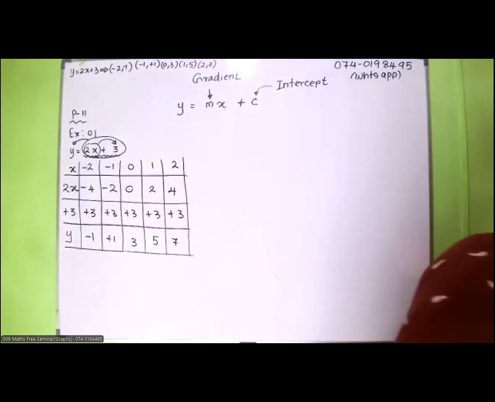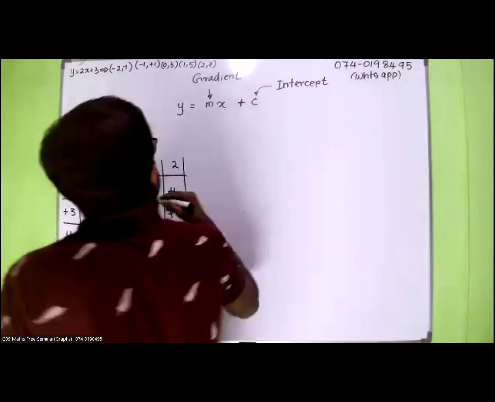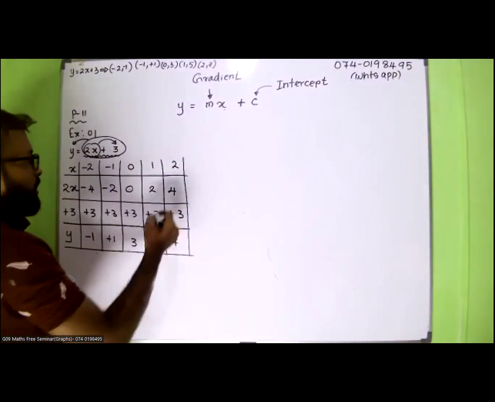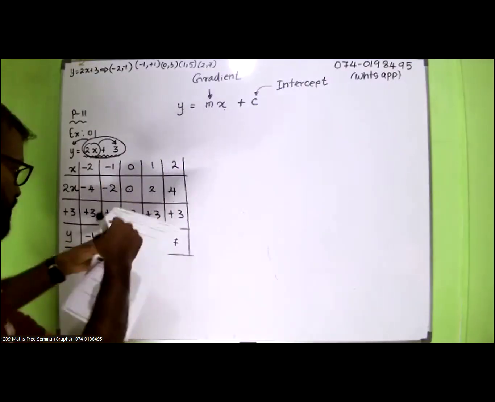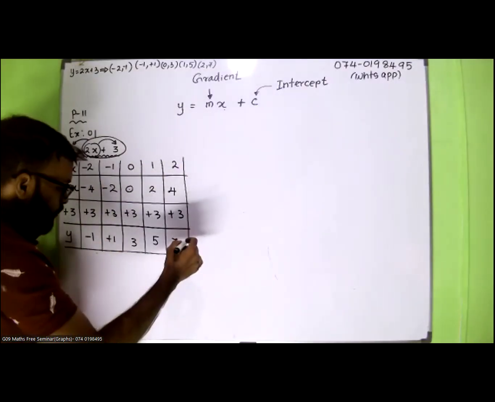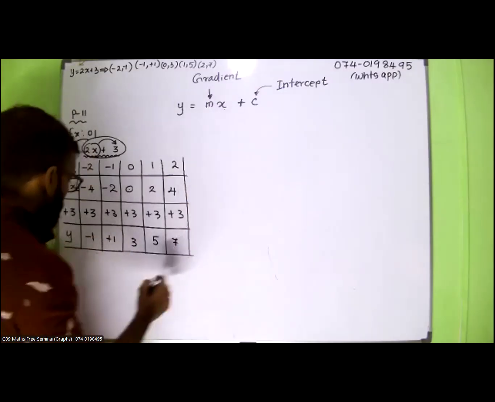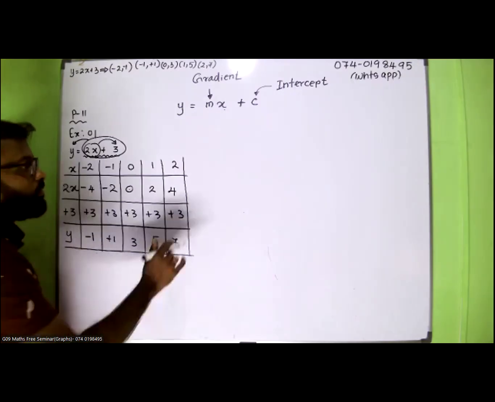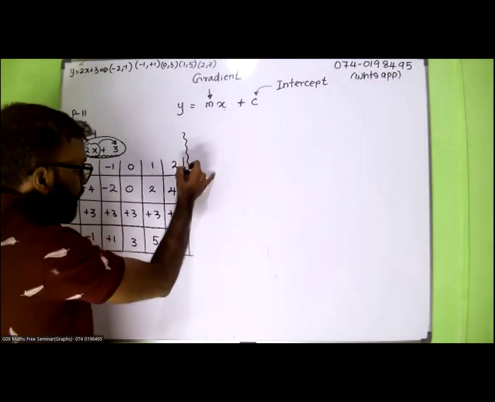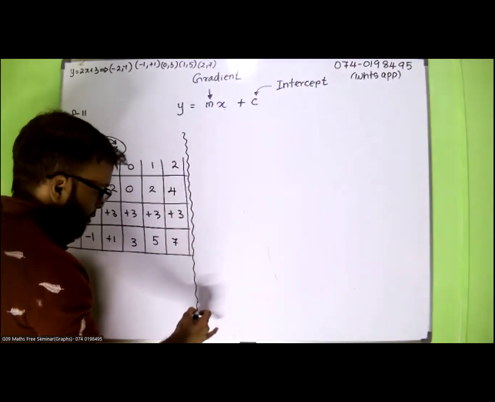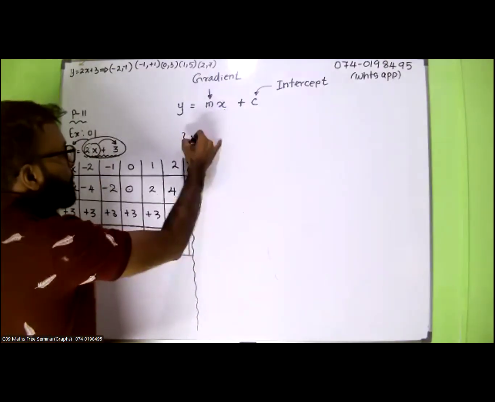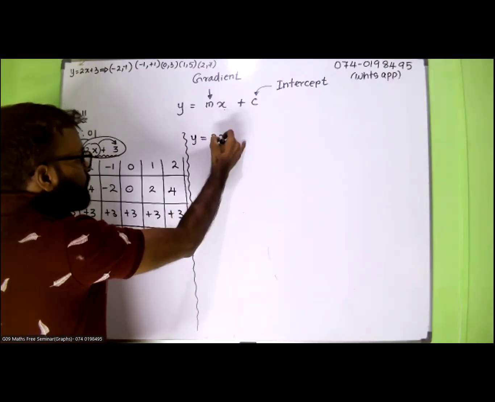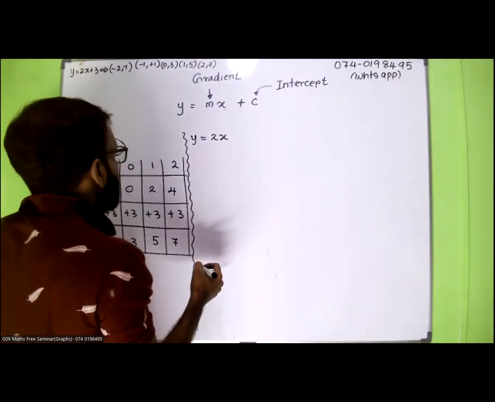So you guys can paste it there. Okay. Now that is done. Next one is y equals 2x. I will use this space. No, I will do it here. Y equals 2x. Okay.